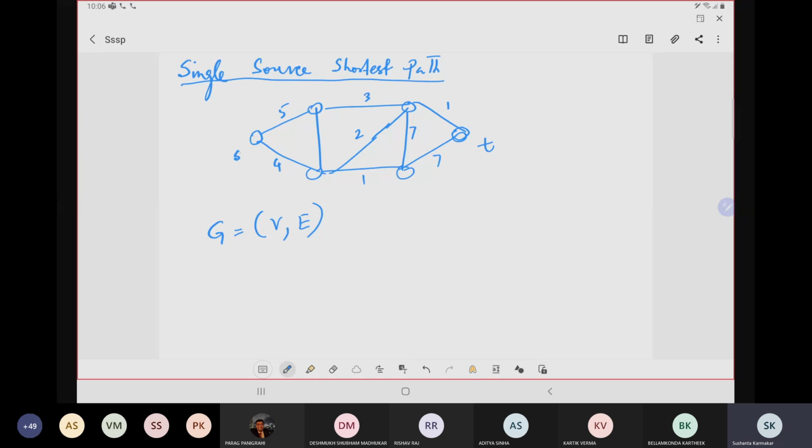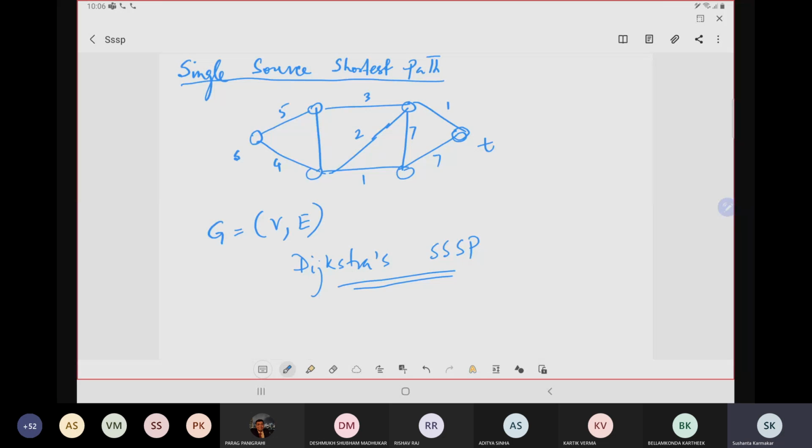from this S, the algorithm is such that I can effectively find out the shortest path from S to any vertex in the graph. So that's why this is called the single source shortest path problem. And famously, this is often known as Dijkstra's single source shortest path problem. Dijkstra's problem.